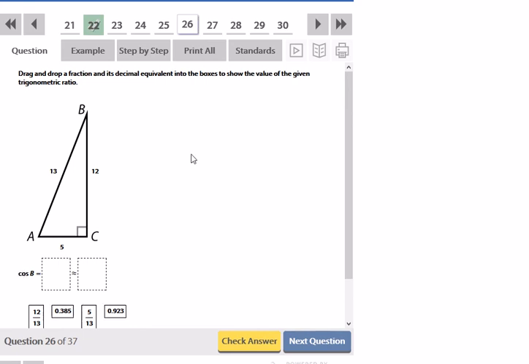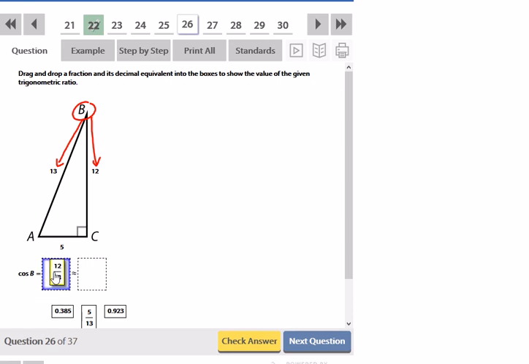All right, cosine of B. Here they want cosine of B. So cosine is adjacent over hypotenuse. So if here's angle B, the adjacent leg is 12, the hypotenuse is 13. So the cosine of B is equal to 12 over 13.